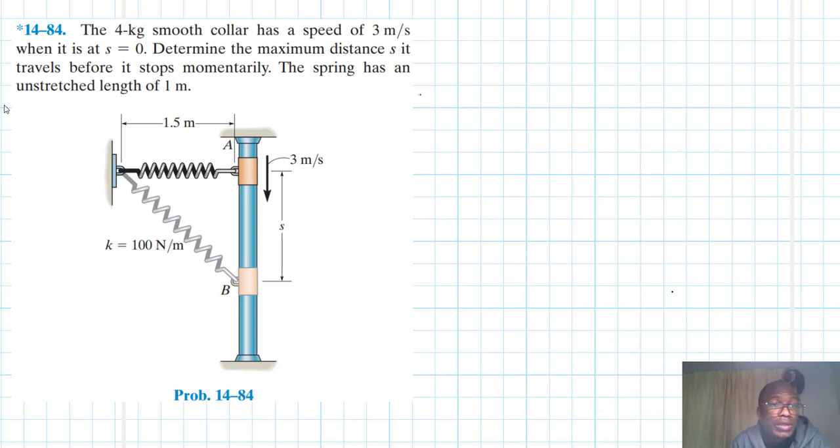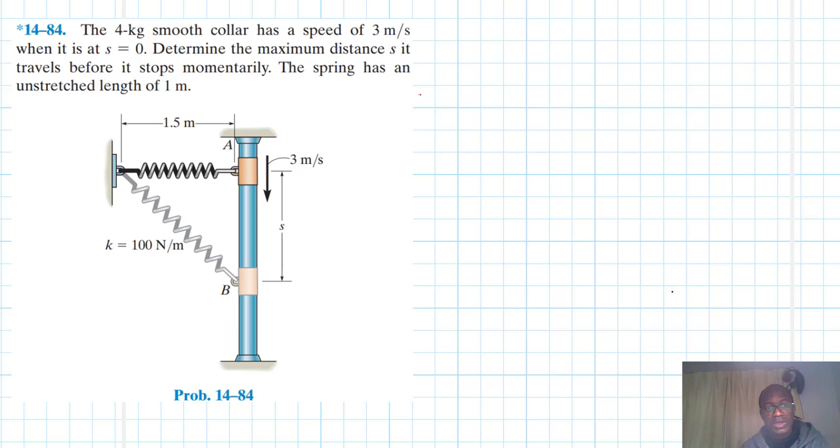The problem reads: the 4 kg smooth collar has a speed of 3 meters per second when it is at s equal to 0. Determine the maximum distance it travels before it stops momentarily. So it means when it stops momentarily, its velocity at that instant is equal to 0. Therefore, the kinetic energy is equal to 0 at that instant when it stops momentarily. The spring has an unstretched length of 1 meter.